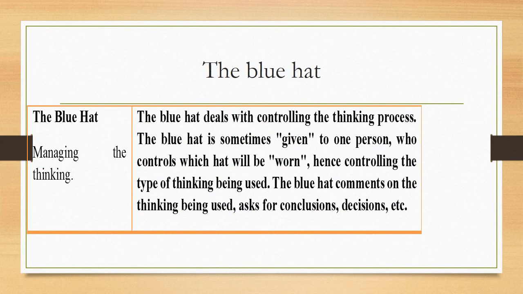The last hat is called the blue hat. What about the blue hat? It is managing the thinking. It gives us the conclusion. The blue hat deals with controlling the thinking process, sometimes given to one person who controls which hat will be worn, hence controlling the type of thinking being used. So while wearing the blue hat, you will comment on the thinking being used, and ask for conclusion, decision.